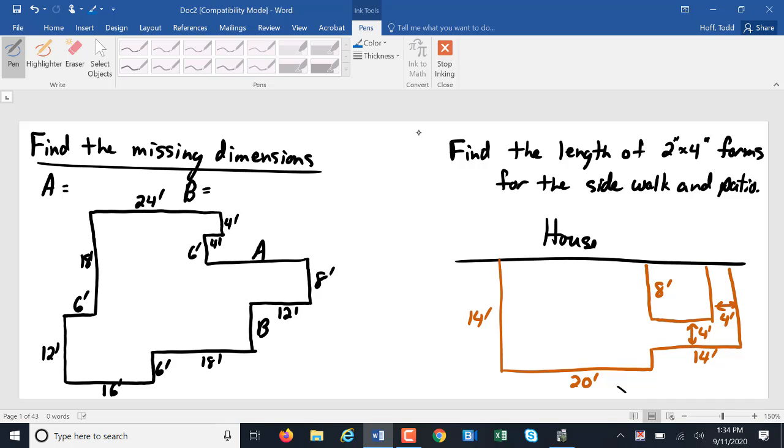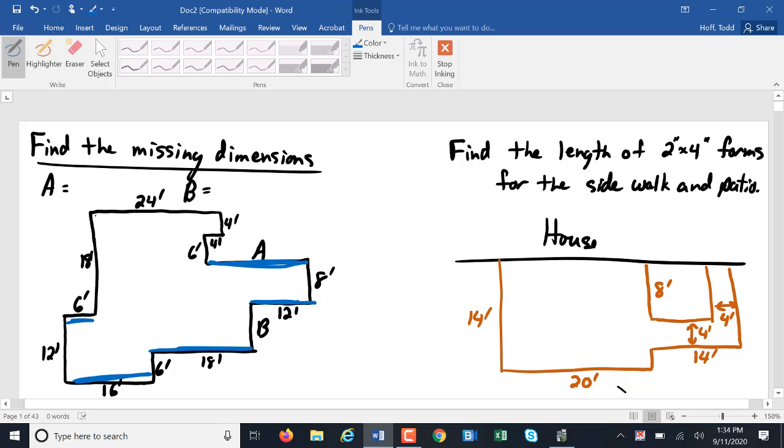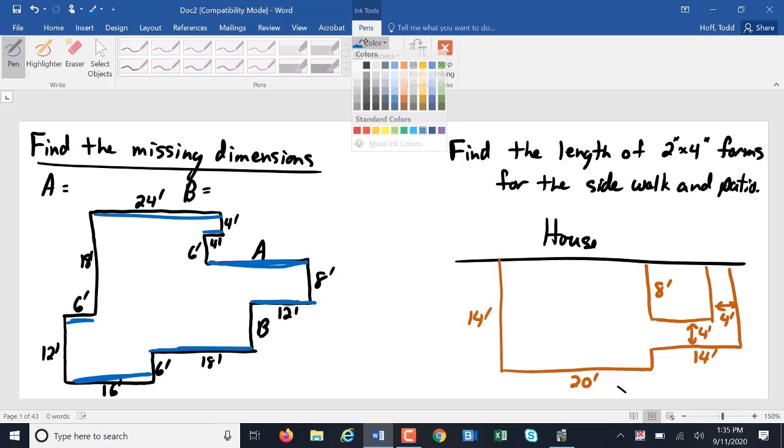But to find missing dimensions, let's pick out dimension A here. Since that's a horizontal dimension, we can only use other horizontal dimensions. So that means we can use 12 here, 18, 16, 6, 24, and 4. Those are the only dimensions we can use associated with A because they go in the same direction, same orientation.